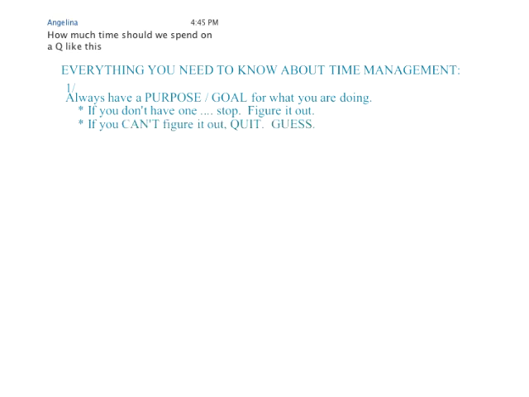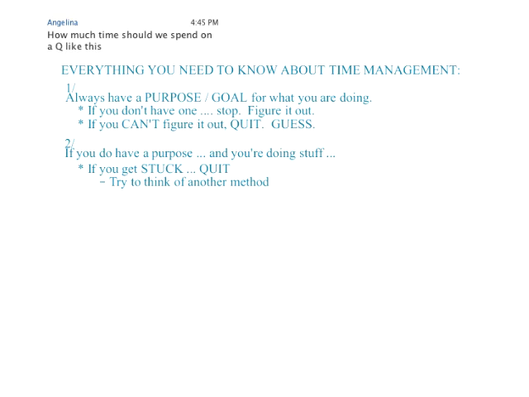Quit, guess. Okay, if you do have a goal, and you are doing something, if you get stuck, quit. Try to think about something else. Try to think of another method. If you can, try it. If you can't, quit and guess. Guess and move on. That's pretty much it. That's all you have to know.